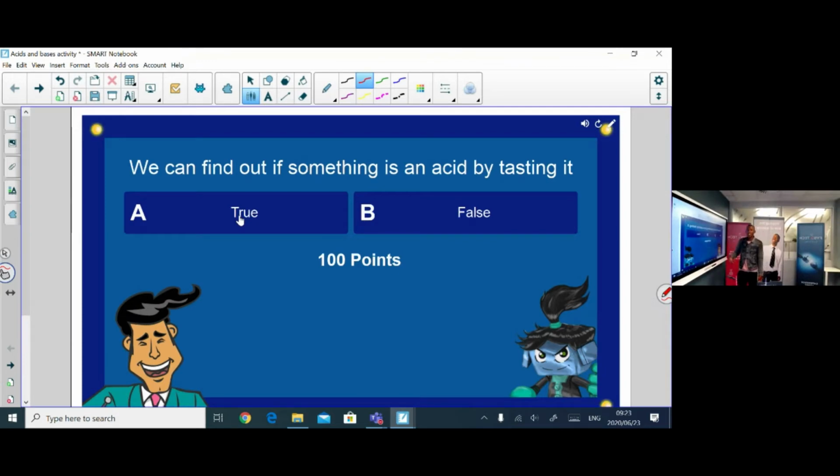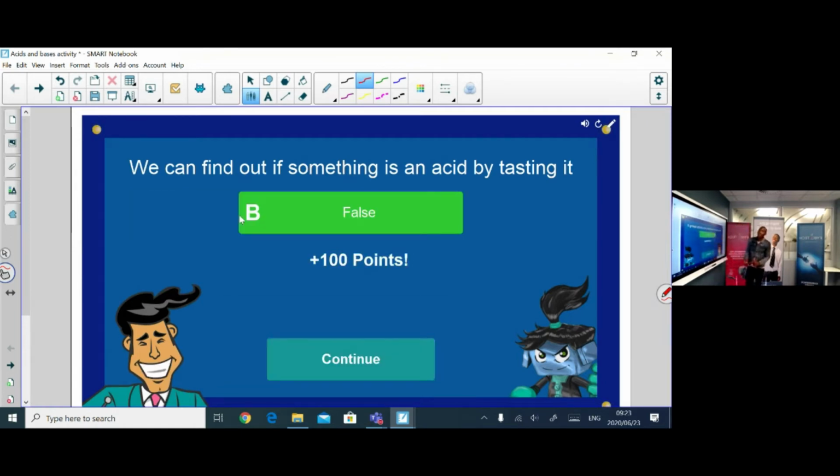Remember, to test an acid, because some acids are dangerous, we cannot be placing our tongues on them. We can find out if something is an acid by tasting it? No, no, we may not. We cannot. We will never, ever test by tasting.